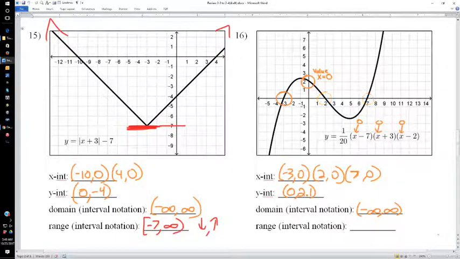Now your range, however, they're not always all real numbers. So you got to look at the function. Well, it goes down forever over there. It goes up forever over there, and we got everything in between. There's no place where it stops. So it is also all real numbers.